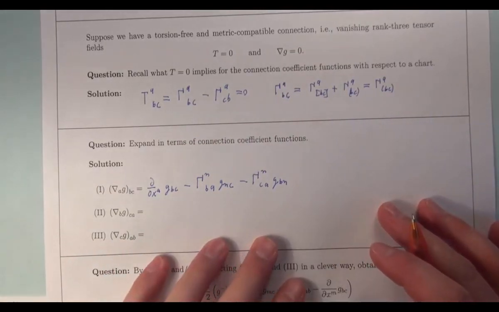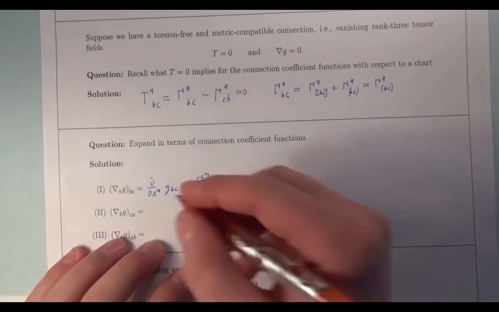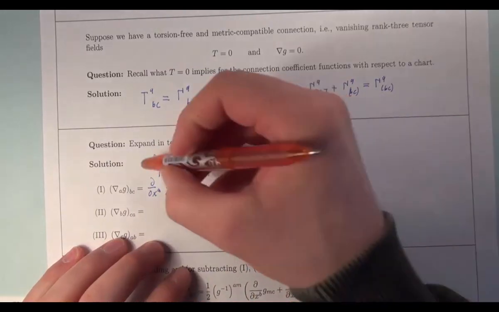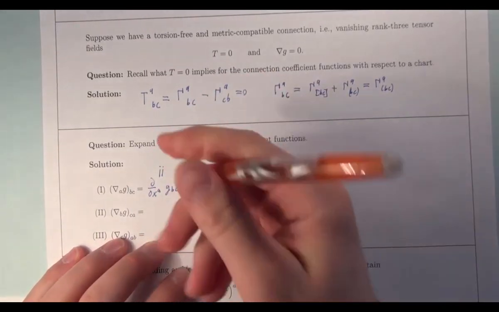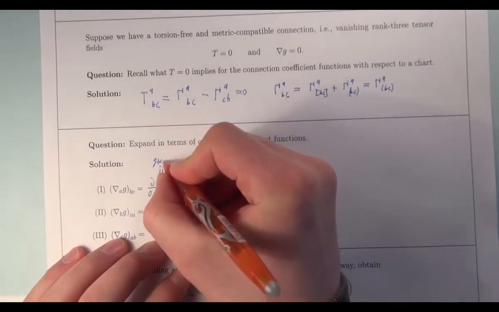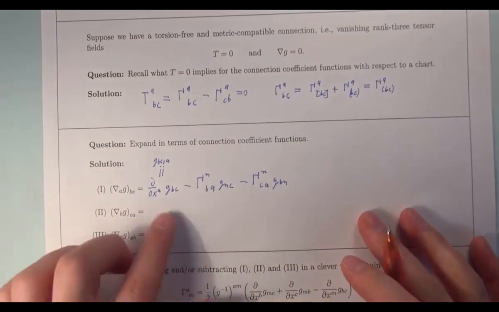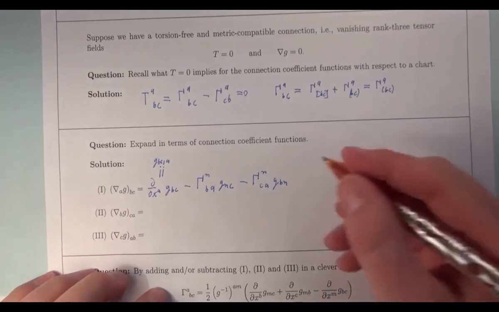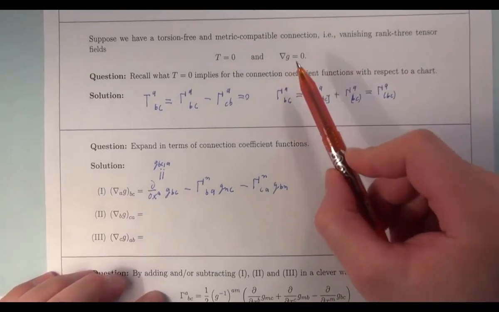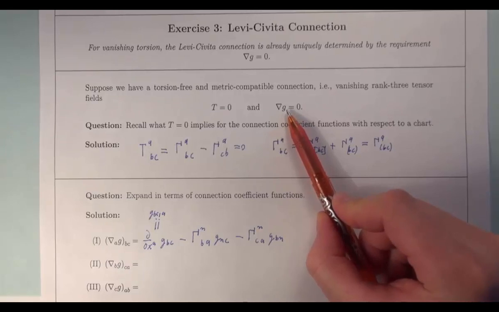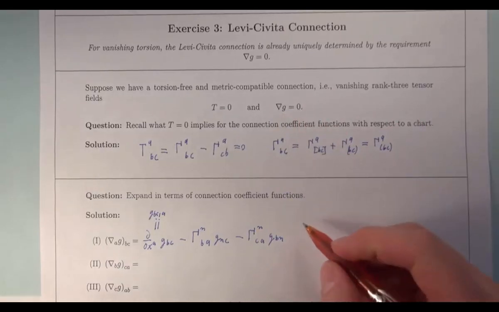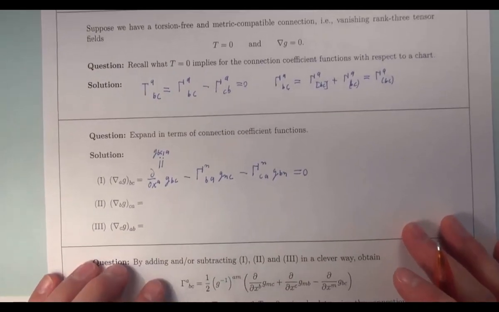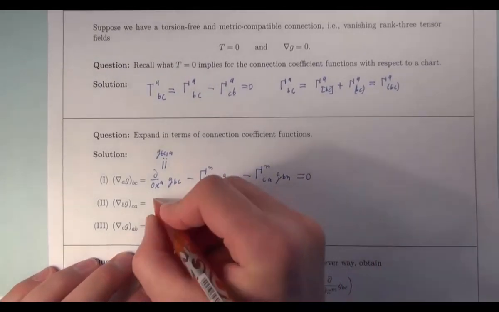For later on, I will now introduce a short notation. We define G_BC,A as this guy, and I will use it from now on. Since we have that the covariant derivative of G is equal to 0, we already know that this equation yields 0.